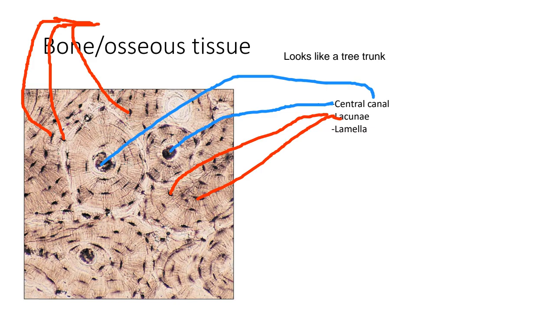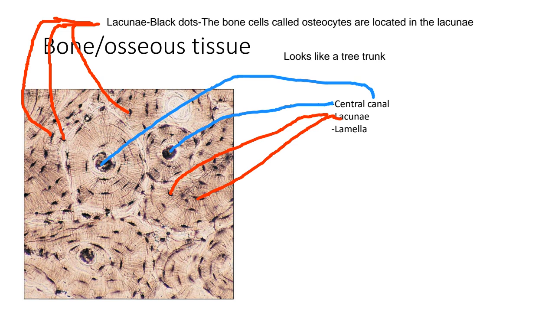Why are they so important? They're important because the bone cells, called osteocytes, are located in the lacunae. They're in there. And then the lamella are just the rings. Each ring is considered a lamella.